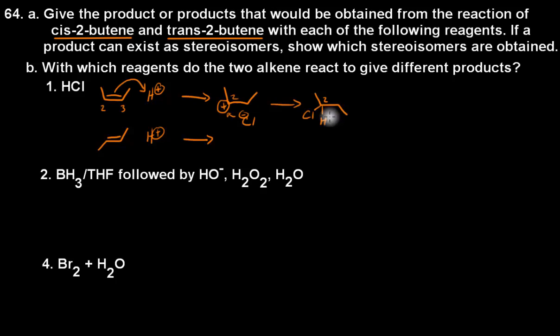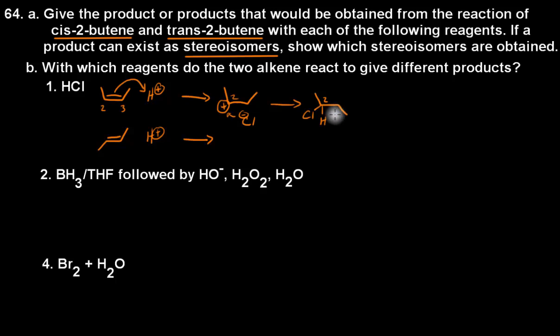So since we're in a chapter dealing with stereochemistry, obviously the question is asking you, can there be multiple stereoisomers? So going back to this sub-question A, if a product can exist as stereoisomers, show which stereoisomers are obtained.